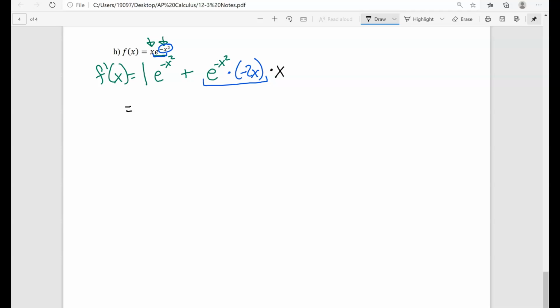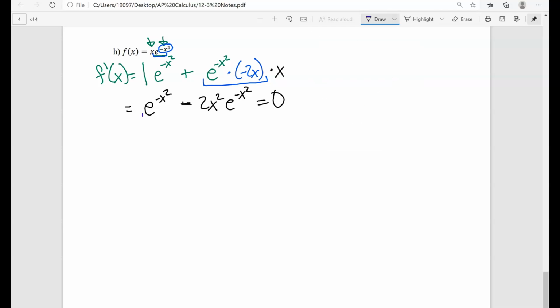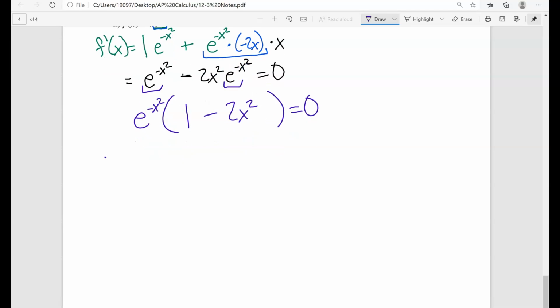So let's clean this guy up. e to the negative x squared, minus 2x squared e to the negative x squared, and we're going to set this equal to 0. So how are we going to solve this? Well, the first thing that I notice is that both of these guys have an e to the negative x squared. And then what's going to be left over when I factor that out? Well, I'm left with a 1 here because I snatched that guy, minus, and I'm left with a 2x squared is equal to 0. So I'm going to set both of them equal to 0.